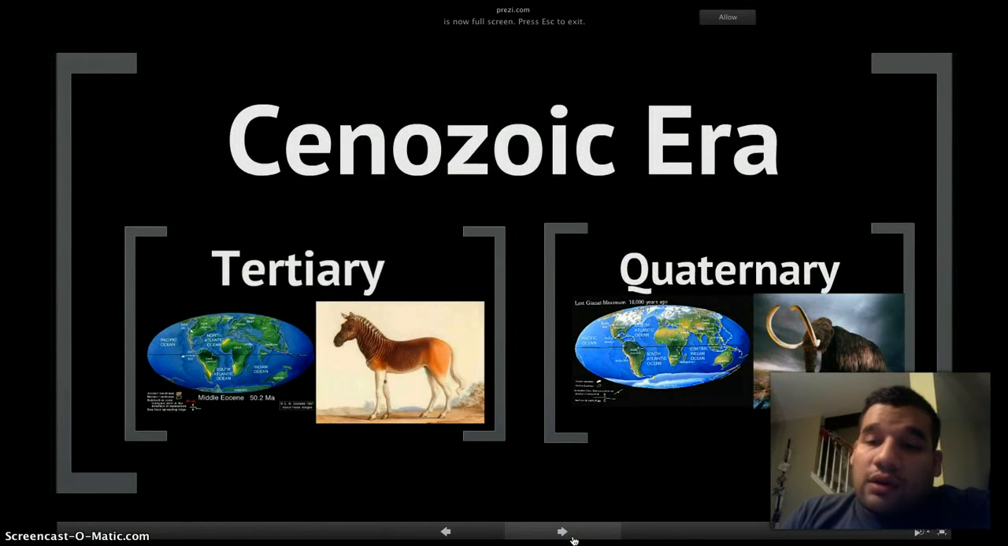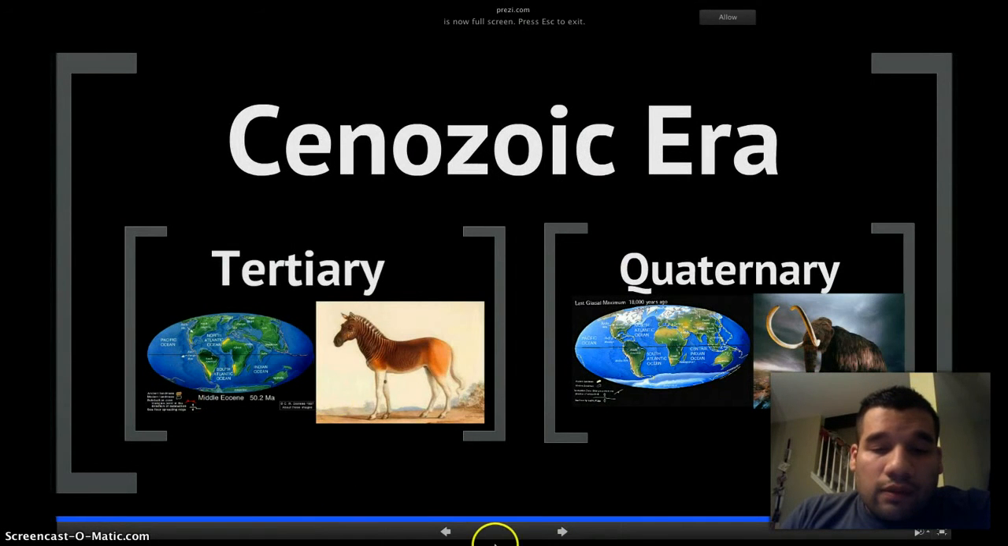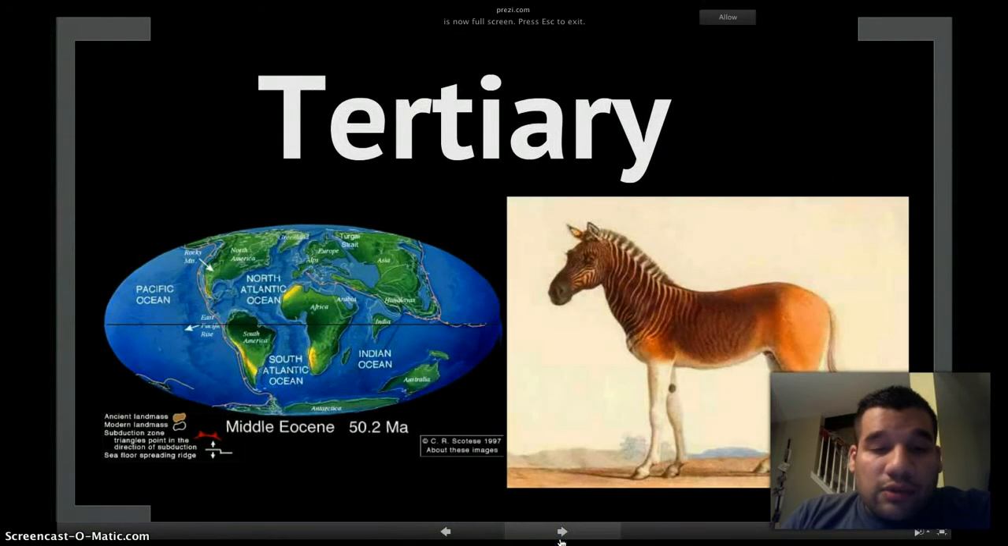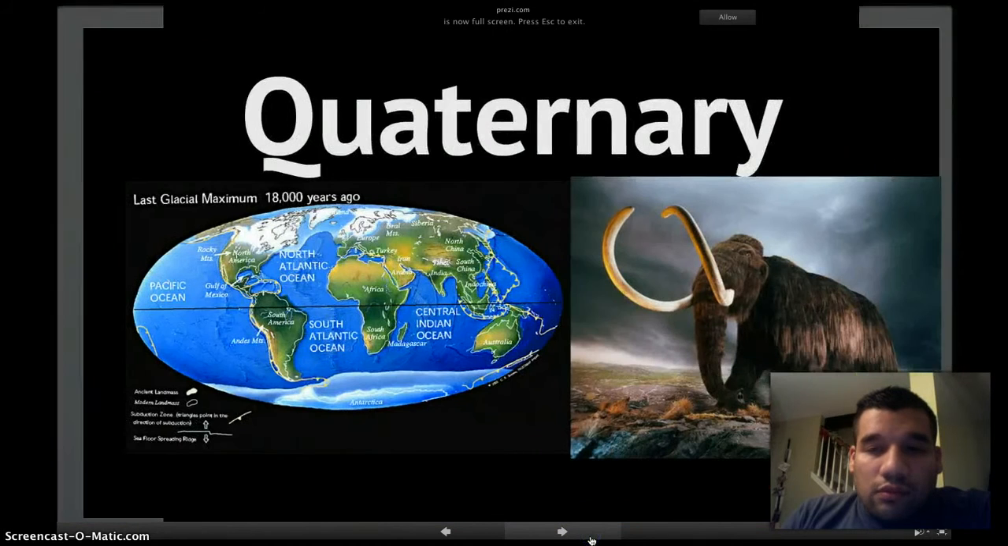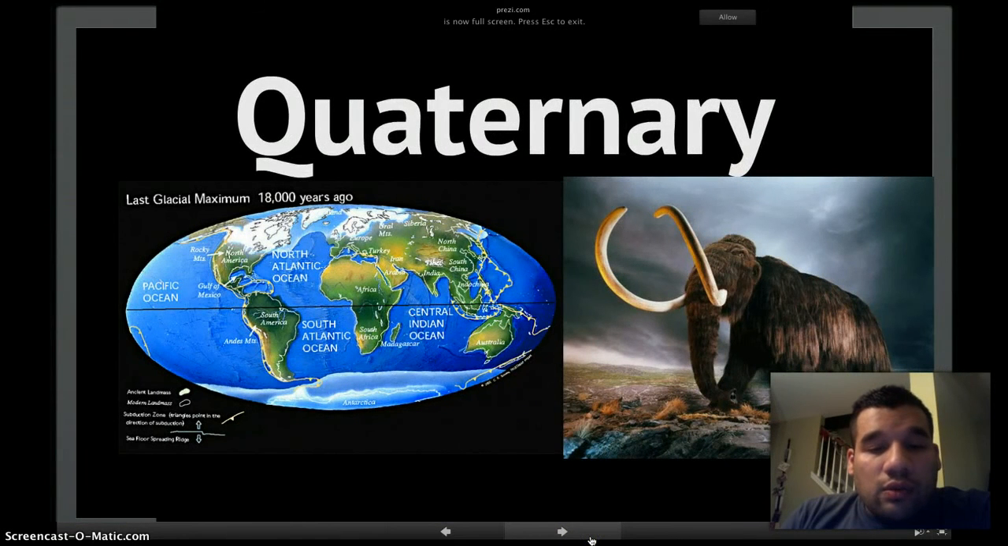The Cenozoic era is what we're currently in now, and it's broken up into two periods: Tertiary and Quaternary. Okay, Tertiary is the rise of the mammals. And Quaternary is what we're in today.